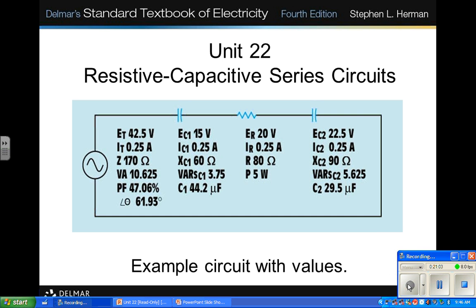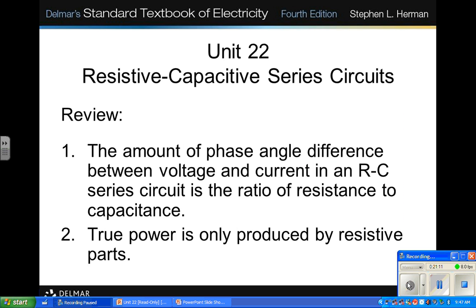Okay. Circuit with values. I bet we have a triangle on the next slide. I hope. It's not going to talk to me. Okay, so we're going to talk about what we've talked about. The amount of phase angle difference between the voltage and the current in an RC series circuit is the ratio of resistance to capacitance. Shocking.